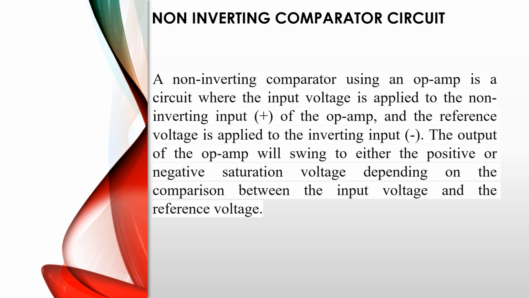That is, a non-inverting comparator circuit using an op-amp is a circuit where the input voltage is applied to the non-inverting input terminal, that means the positive terminal of the op-amp, and the reference voltage is applied to the inverting input terminal, that means the negative terminal of the op-amp. The output of the op-amp will swing to either the positive or negative saturation voltage depending on the comparison between the input voltage and the reference voltage. So this is the non-inverting comparator circuit concept, right?